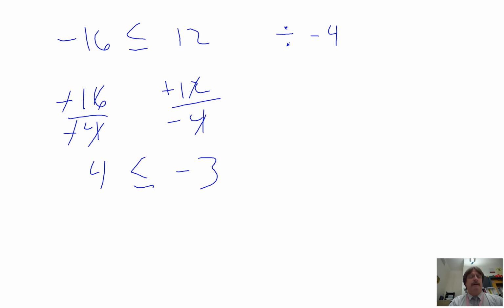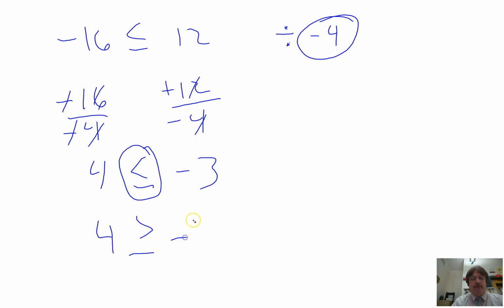So let's take a look at the work. I did the work over here in this one. Again, negative 16 is less than or equal to 12, so that's a true statement. I'm going to divide by negative 4. So negative 16 divided by negative 4 is 4, because a negative divided by a negative is a positive. And then a positive 12 divided by negative 4 is negative 3. This is that special case where we're going to switch the sign when you are dividing or multiplying by a negative. So then this really is going to become 4 is greater than or equal to negative 3.